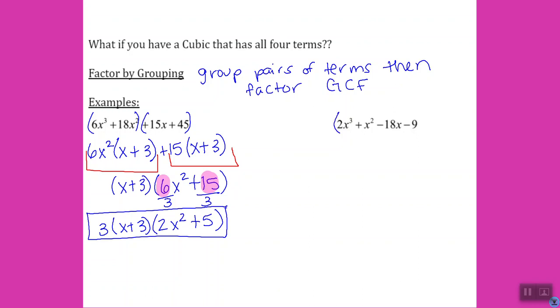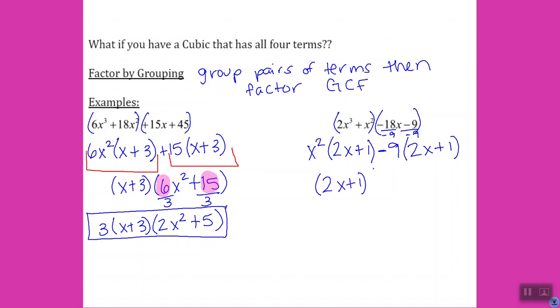And our final example, group the first 2, group the second 2. The first 2, I'm going to take out x squared, and I'll be left with 2x plus 1. Since we want what's in these parentheses to match, and we have 2 positives here. Up here, we're starting with 2 negatives, and that's a hint that we're going to factor out a negative number, and they're both divisible by 9. And if we divide these by negative 9, we will get 2x plus 1. So in common, they have a 2x plus 1, and we'd be left with x squared minus 9.